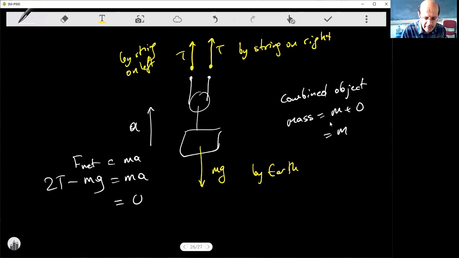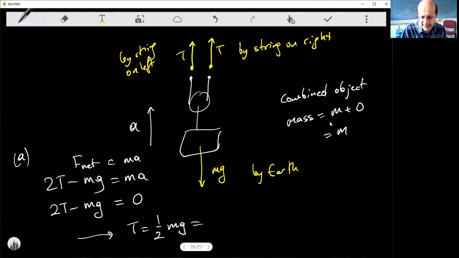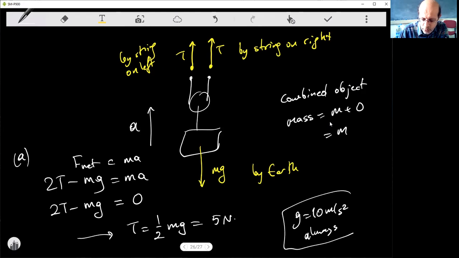In this part A, we have acceleration equal to 0. So that's part A, and as a result, the tension should be equal to 1/2 of the weight of the object. In this case, this is 5 newtons. In all of these cases, I'm always going to take gravity as 10 meters per second squared. The reason is that I don't want to spend time just computing and multiplying numbers. That's the only reason. Otherwise, if you have time, you should take the better known value.